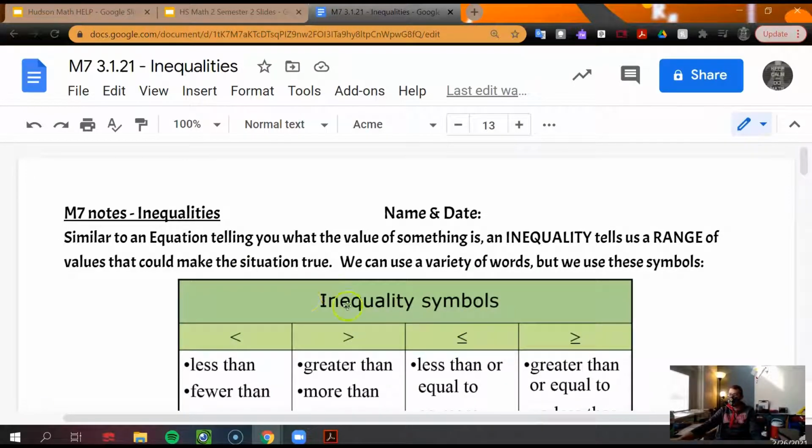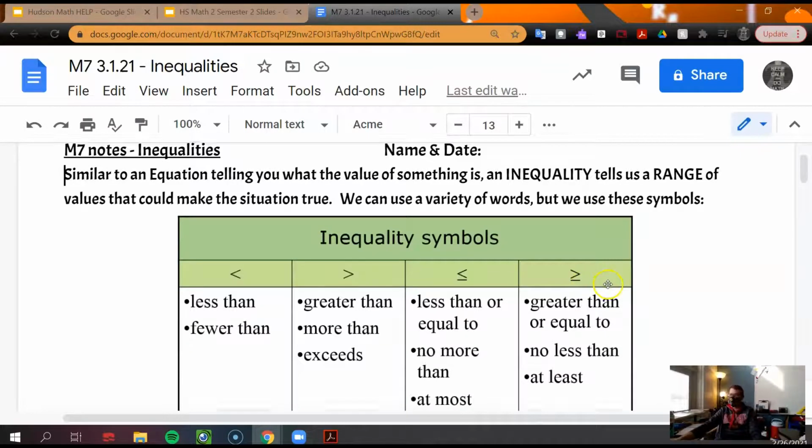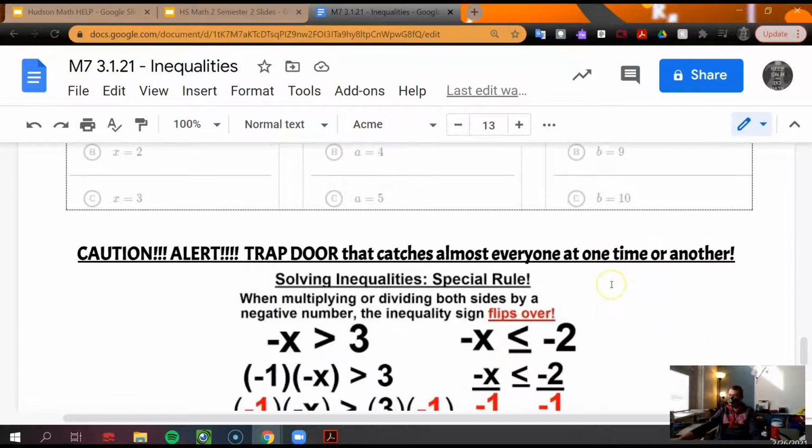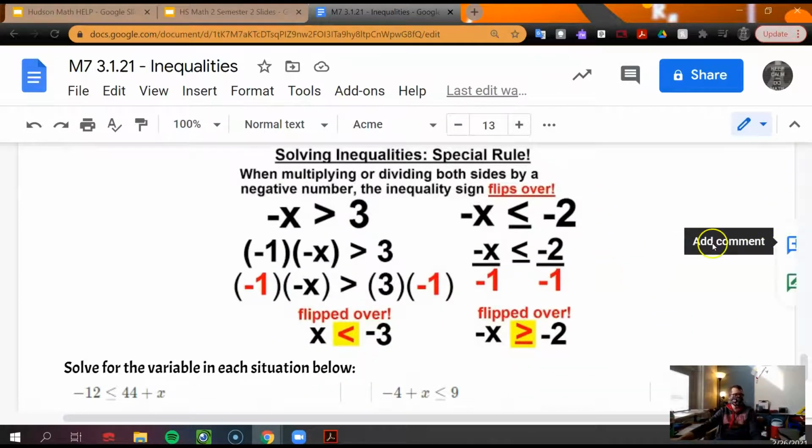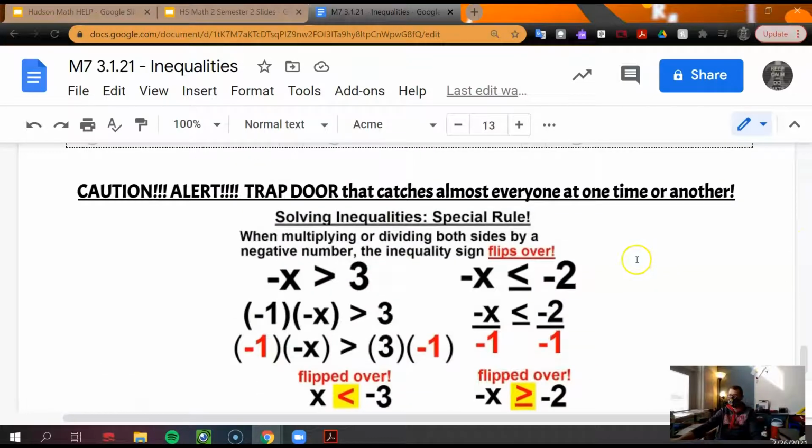But the trap door in solving inequalities, if I go to the back of the notes, and now I feel like I hid this on the back of the notes because I didn't want you to see it as soon as we started the lesson, but since some of you are working on that practice already, we might as well talk about it. The direction of the inequality will flip, or switch directions, when there is a multiplication or division, but remember, division's the same thing as multiplication, with a negative.